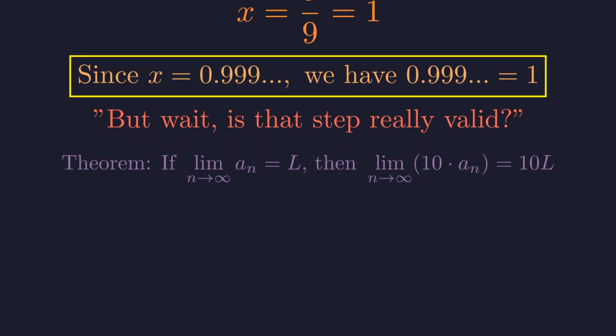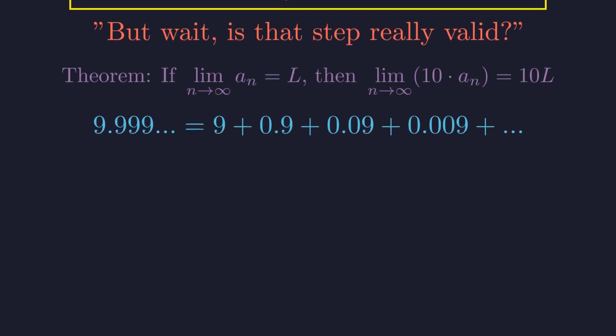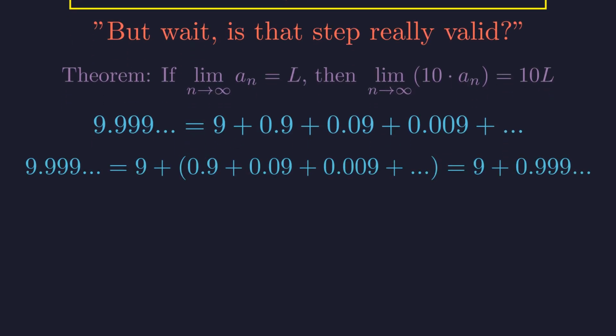If a sequence converges to L, then multiplying each term by a constant gives a sequence that converges to that constant times L. When we write 9.999..., we can think of it as 9 plus the infinite series 0.9 plus 0.09 plus 0.009 and so on. We can group the series as 9 plus everything in parentheses, which equals 9 plus 0.999.... This is valid because of the associative property of addition for convergent series.